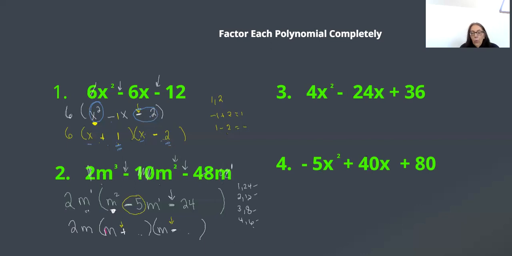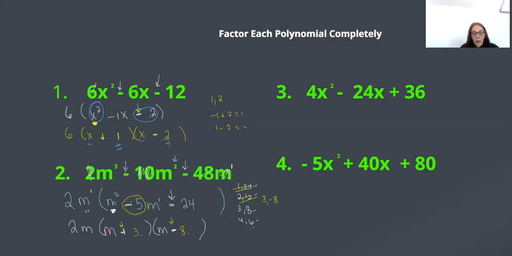So I've got 1 and 24. If I take 1 minus 24 or 24 minus 1, I'm not going to get a -5. 2 and 12, if you combine them in either way, you're not going to get a -5. 3 and 8, a -3 and a +8 gives you 5. But a +3 and a -8 will combine to -5. So we're going to put the 8 here and the 3 here.